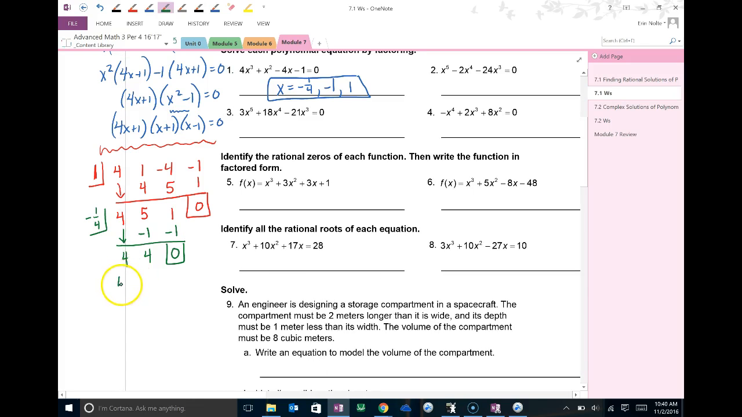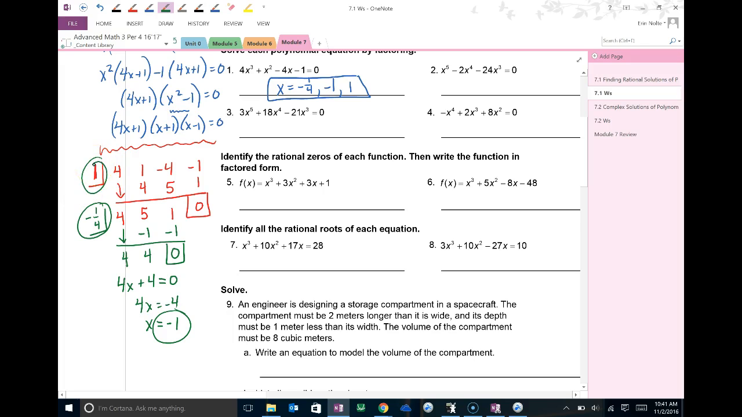What is my linear polynomial here? 4x plus 4. Okay, so to find my third 0, I'm just going to set this last quantity equal to 0. So how would I solve that? Subtract 4, divide by 4. So negative 4 divided by 4 is? Negative 1. So do you see the answers that I just found? Negative 1, negative 1/4, and positive 1.